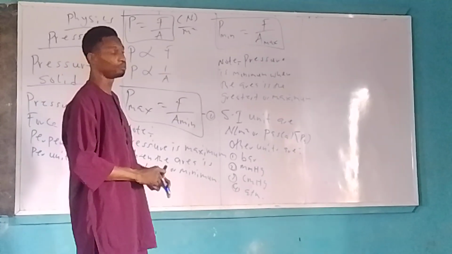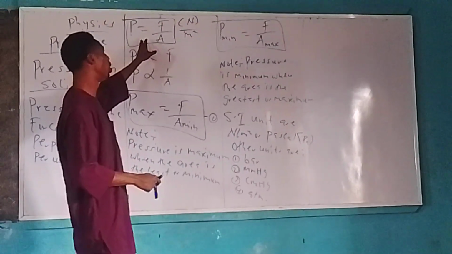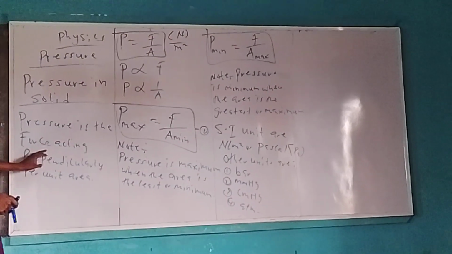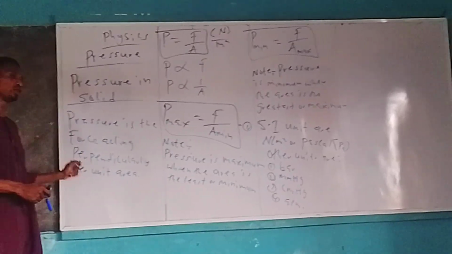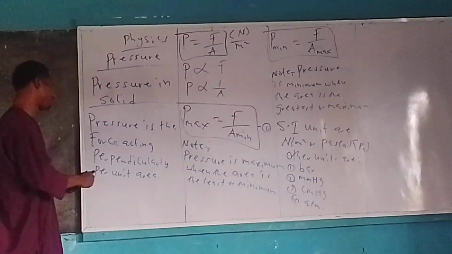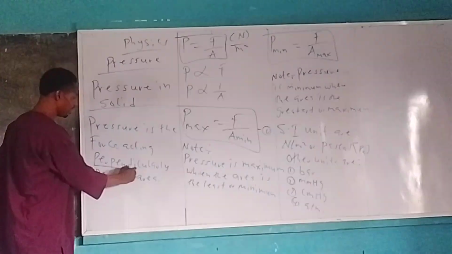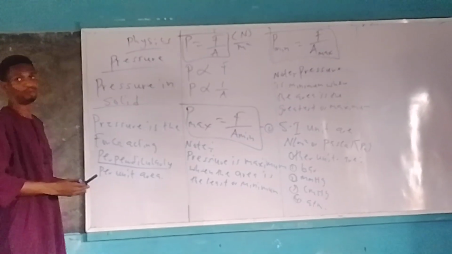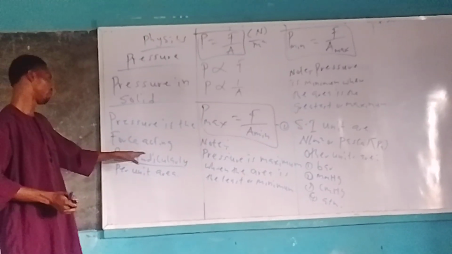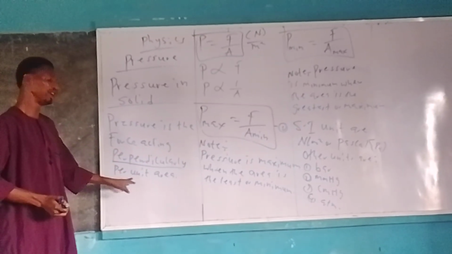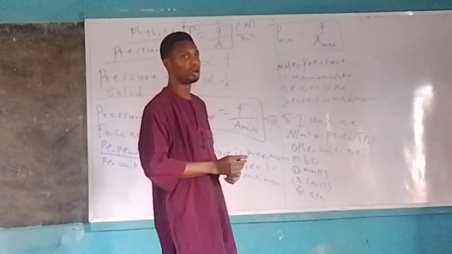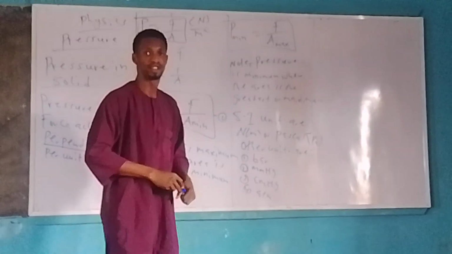So in this case, master the formula for pressure. What is pressure? Pressure is the force acting perpendicularly per unit area. Please take note of this word perpendicularly. It's very important. Whenever you are defining pressure, you have to put perpendicularly. Do you get it? Yes. So please write fast. Let's solve some questions.